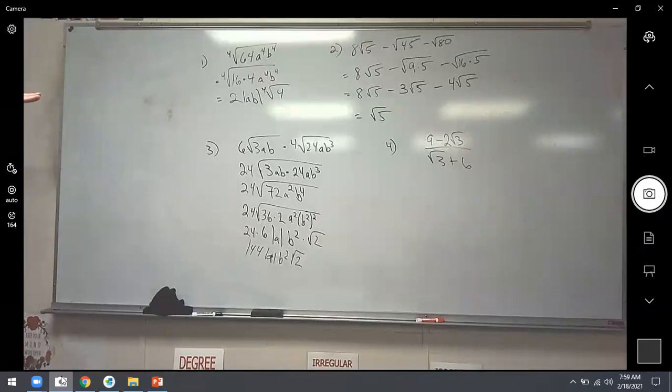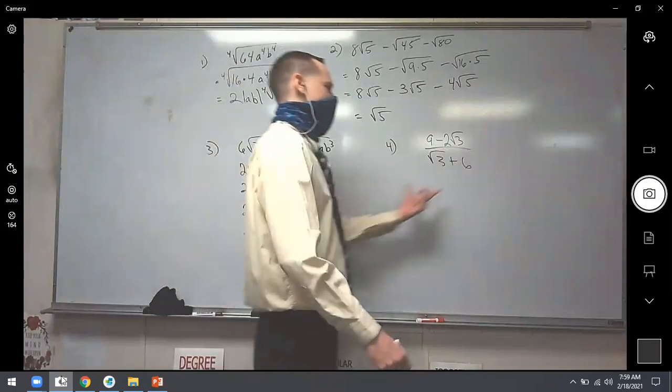See that bottom right there? It's kind of weird, isn't it? Square root of 3 plus 6. You don't want roots in the bottom. So here's your lesson on how to deal with something like this on the bottom.